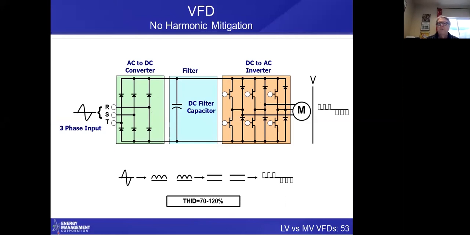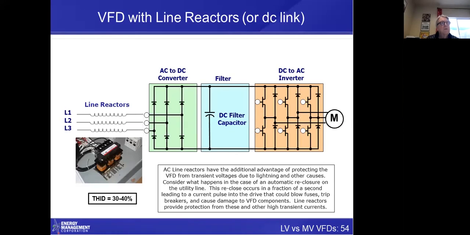I'm going to go through various ways in which we compensate for that with low voltage drives, but I'll do that pretty quickly. So the first is line reactors. Love line reactors, and they will actually limit your current distortion down to 30 to 40%. That means you eliminate two-thirds of the distortion.